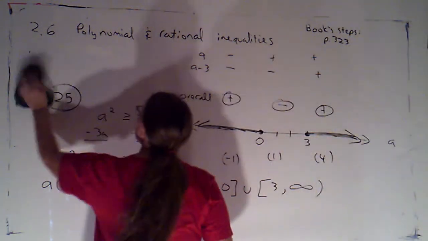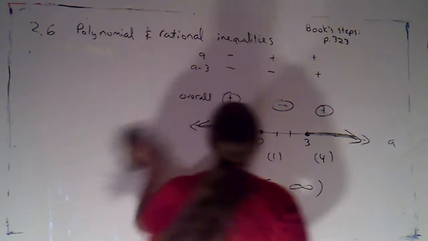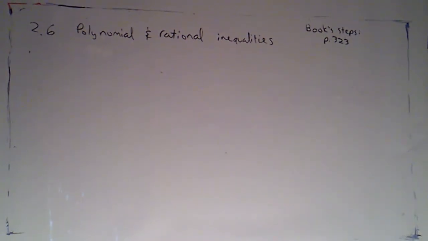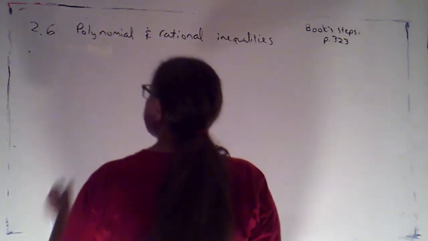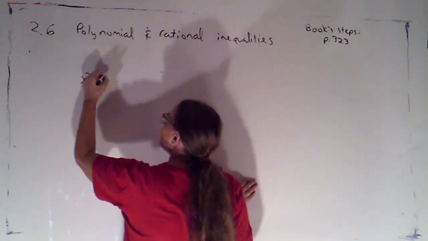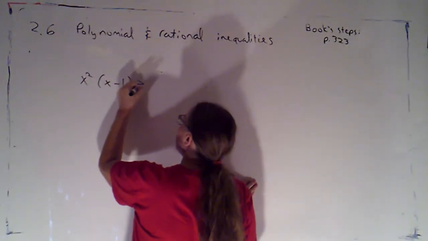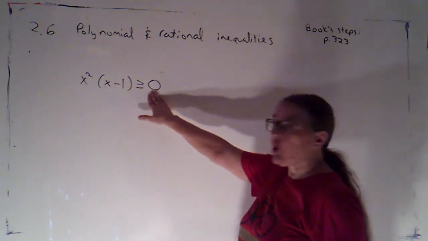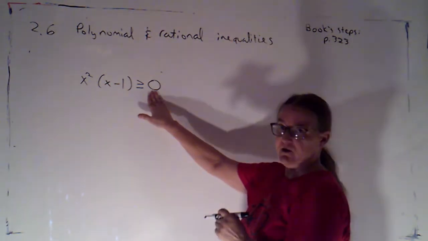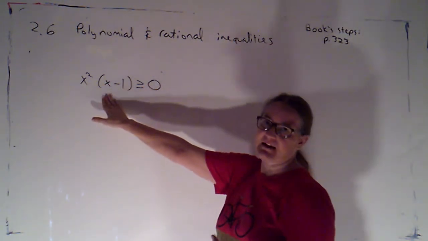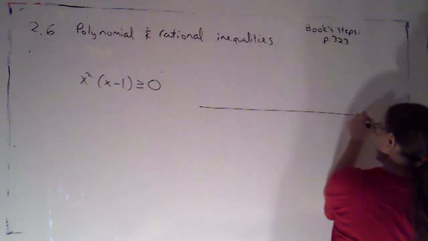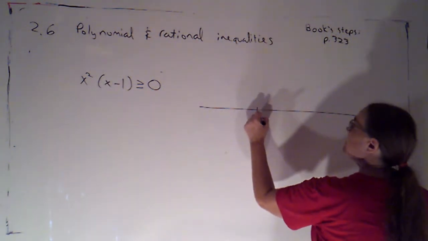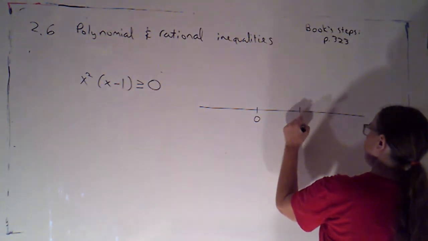I'm going to just take a look at another example together. Let's just say I was looking at x squared times x minus 1 bigger than or equal to 0. So this one's kind of nice because I've already got that I'm comparing to 0, and I've already got the left-hand side factored. So I can see that my boundary points, which would be the zeros of this polynomial on the left, are going to be 0 and 1.